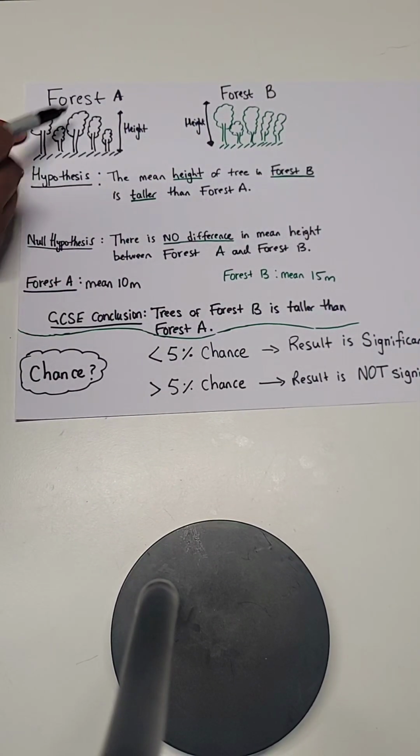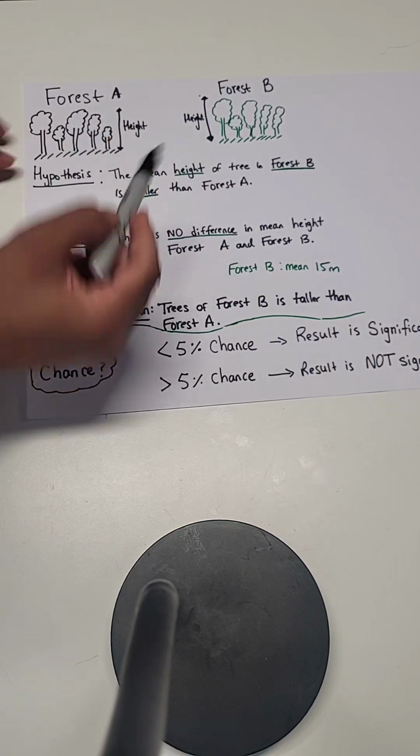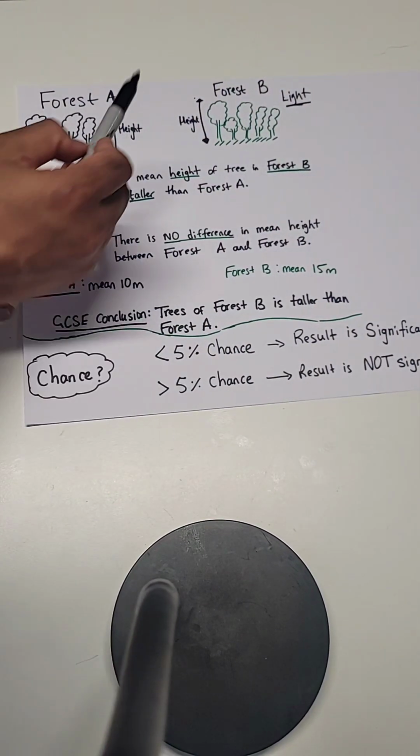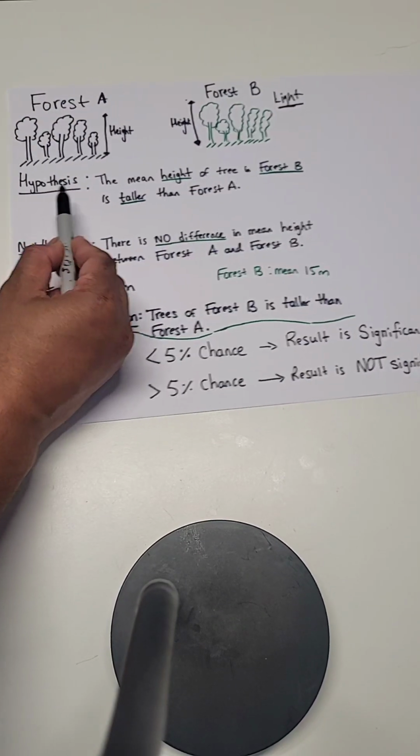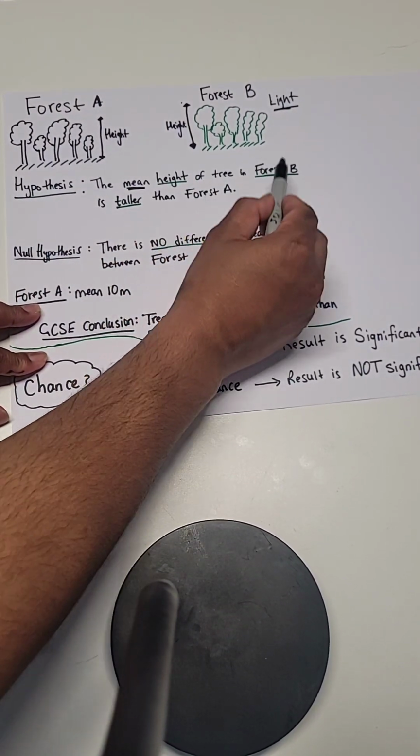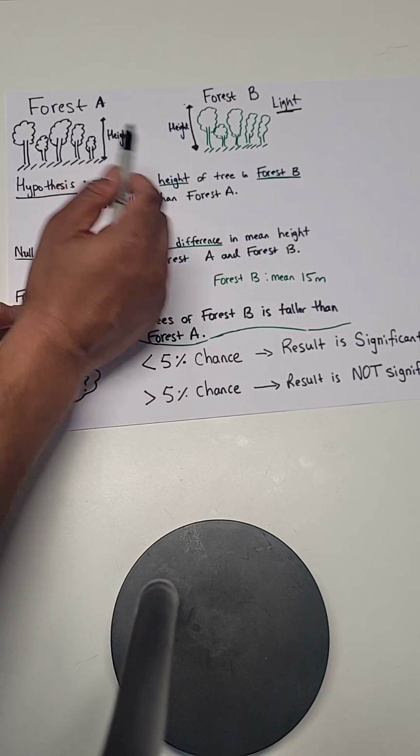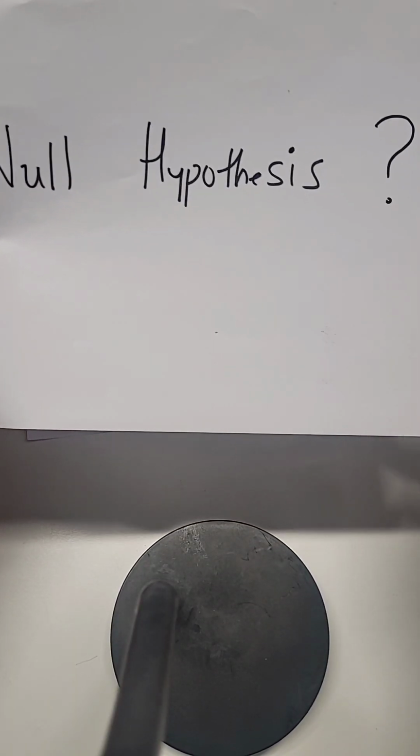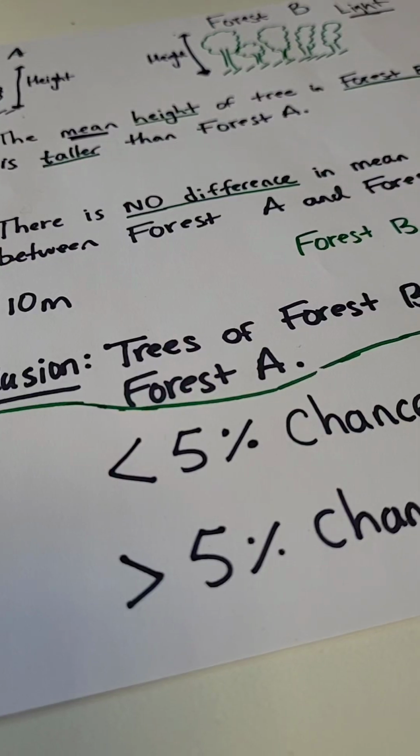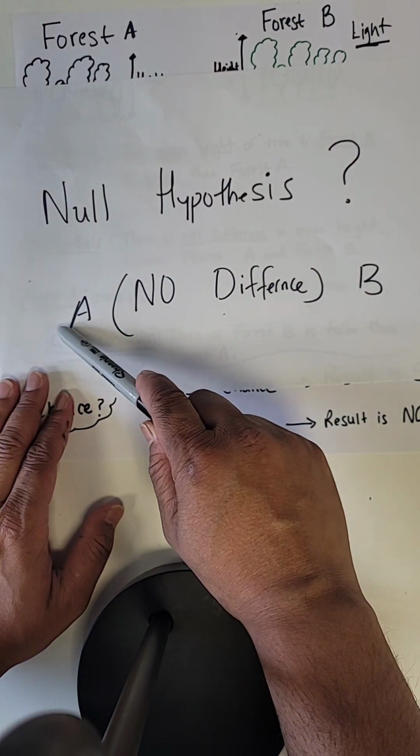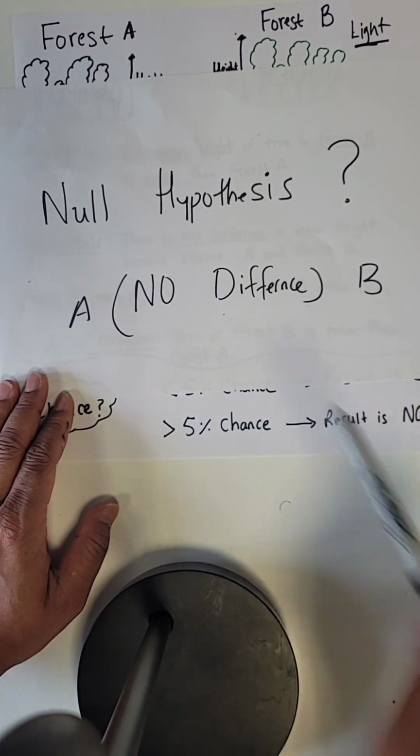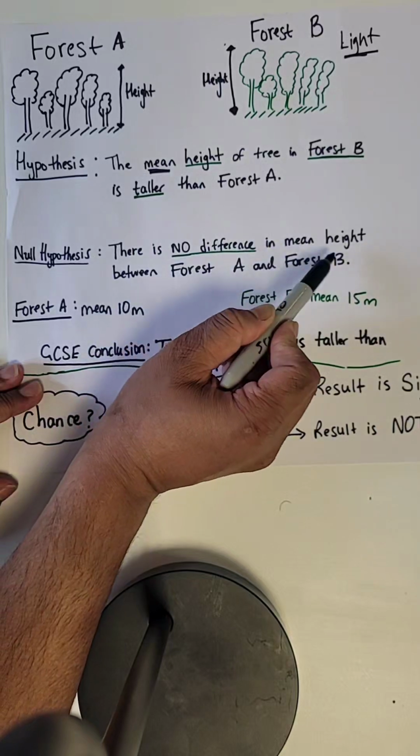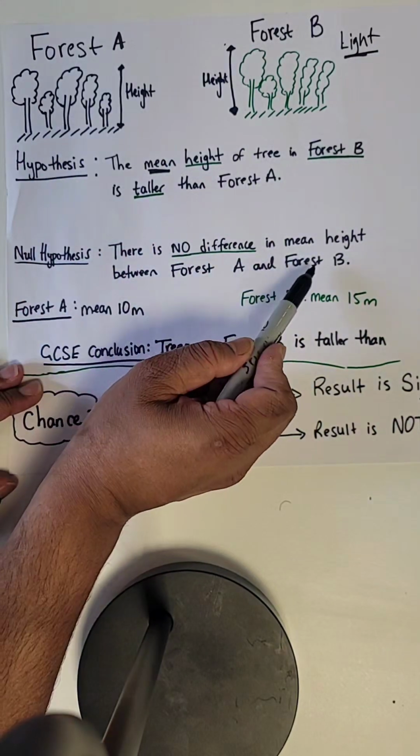Forest A, Forest B. I want to measure the height of Forest A with Forest B. Now Forest B has more light, so my hypothesis is that the mean height of Forest B will be taller than Forest A. That's my hypothesis. However, you must have a null hypothesis for every single investigation. Null hypothesis, you simply state that there is no difference between the two things that you're comparing. In our case, there is no difference in mean height between Forest A and Forest B.